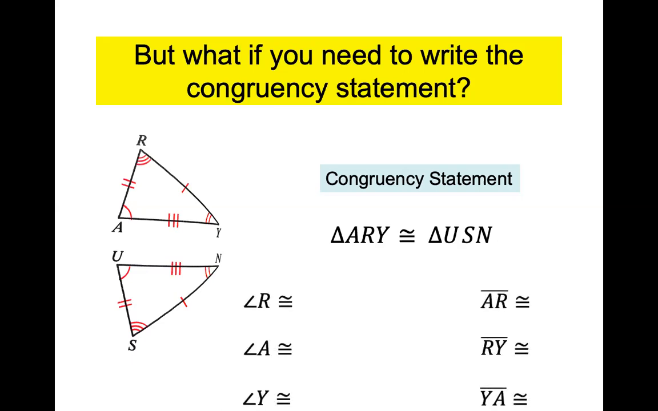All right. Ray. Now, from that, once you have that congruency statement or not, I don't need a congruency statement if they give me literally every little bit of information. I could have made these congruency statements simply from the fact that they gave you all the information on the picture. So, for instance, R goes with S, A goes with U, and Y goes with N. And Ray Sun. All right, segment AR goes with segment US, RY goes with SN, and YA goes with NU.